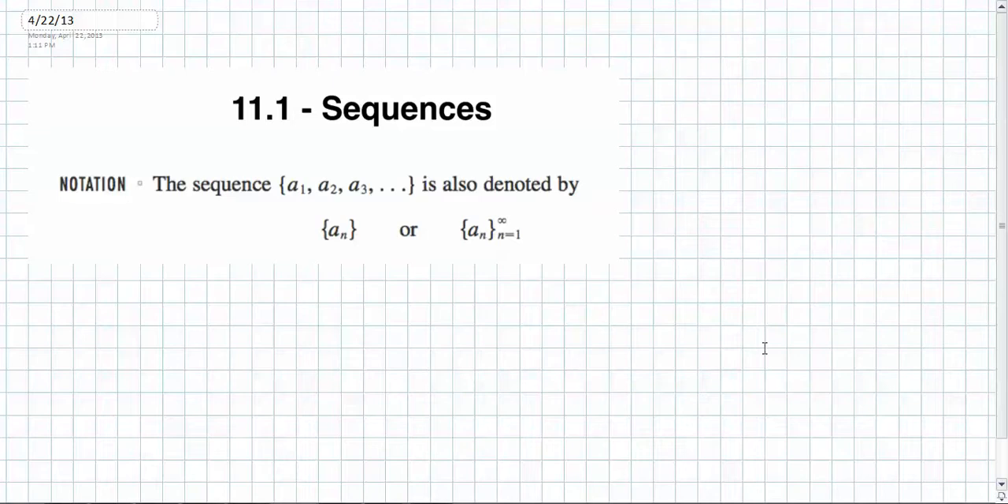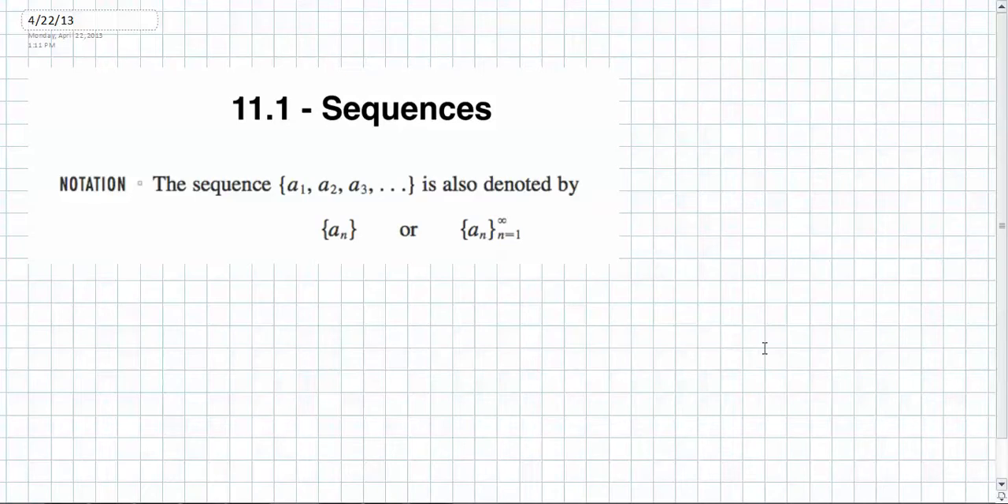A sequence is what we're looking at. And what is a sequence? It's any well-ordered list of numbers. A sequence is any well-ordered list of numbers, and this is how we're going to denote it: a1, a2, a3. All a1 represents is the first number, and then a2 is the second number.